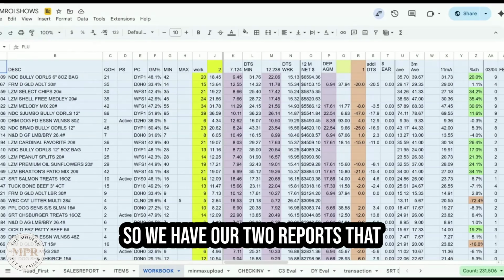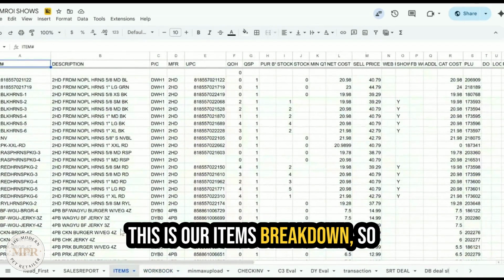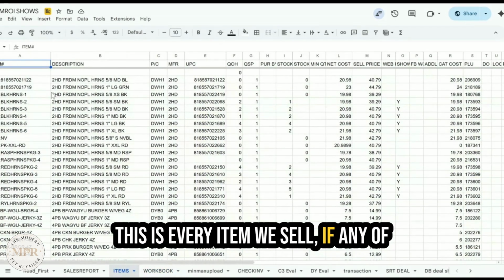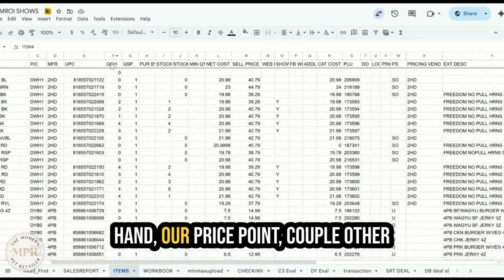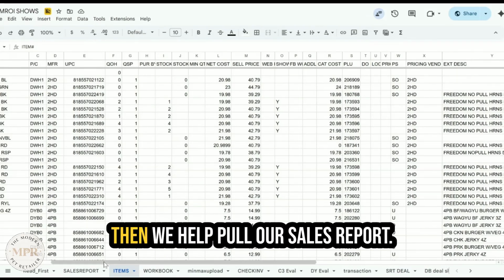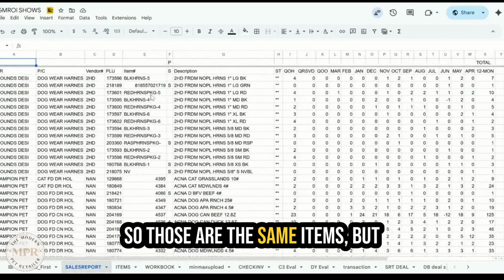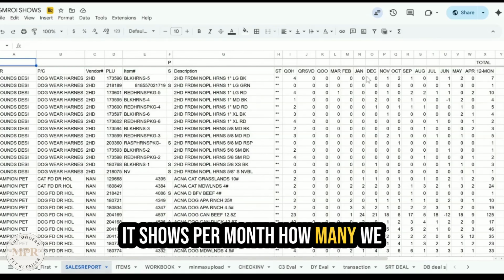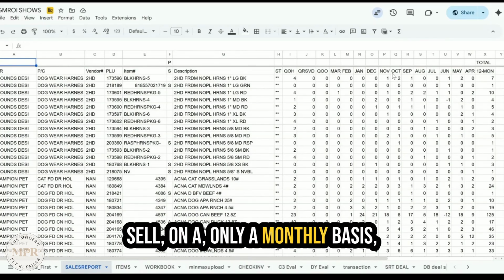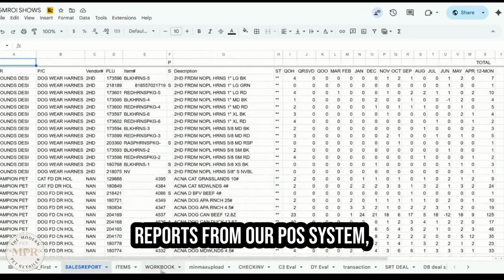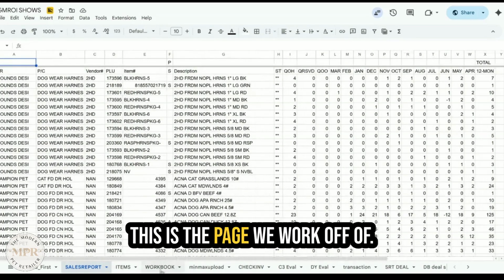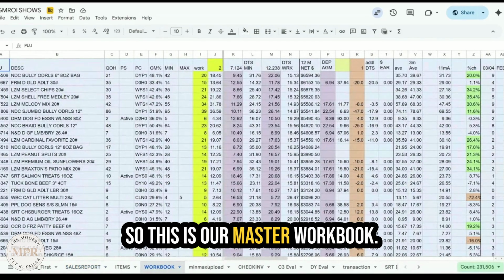So we have two reports that we can pull from our POS system. This is our items breakdown. This is every item we sell, any of them in our system, that shows how much we have on hand, quantity on hand, our price point, and a couple other important details. And then we pull our sales report. Those are the same items, but it shows per month how many we sell, on a monthly basis only, not a weekly breakdown. And after we have these two reports from our POS system, this is the page we work off of. So this is our master workbook.